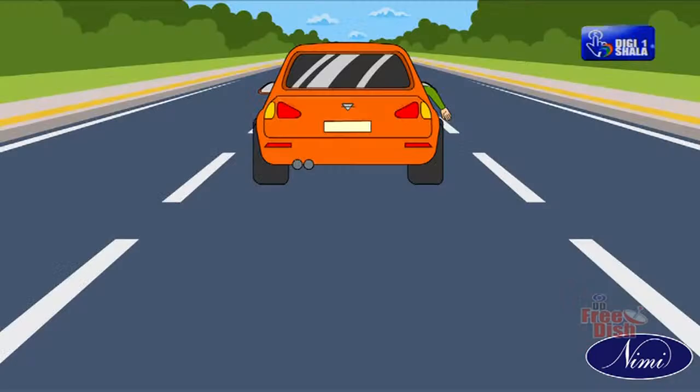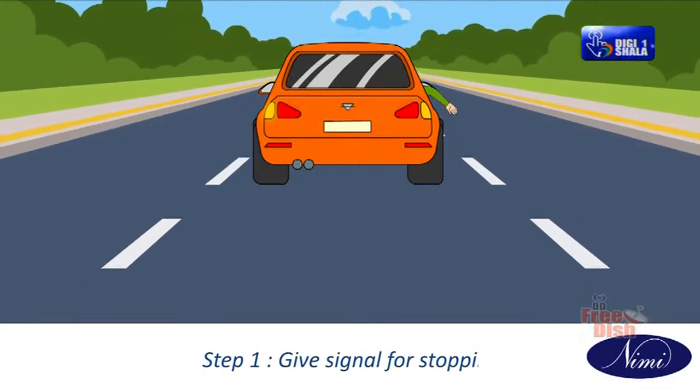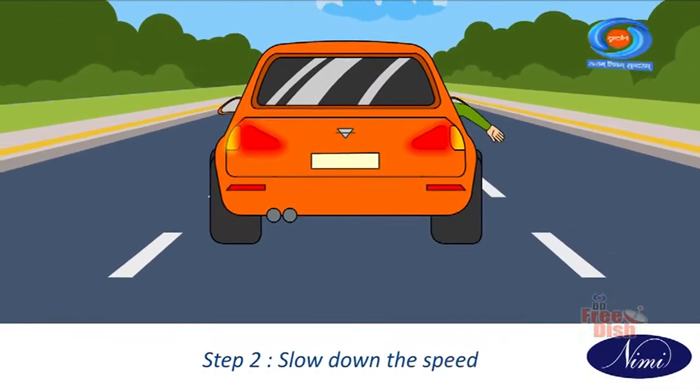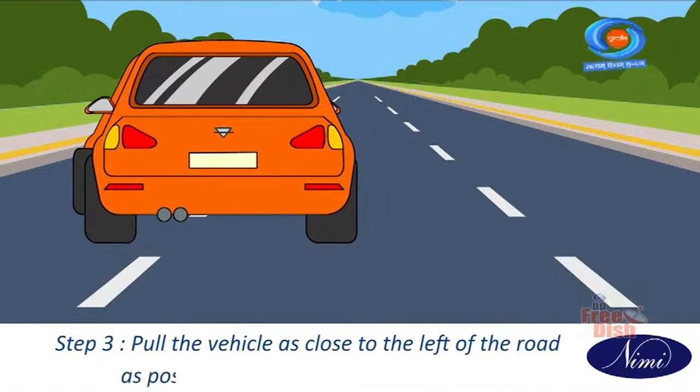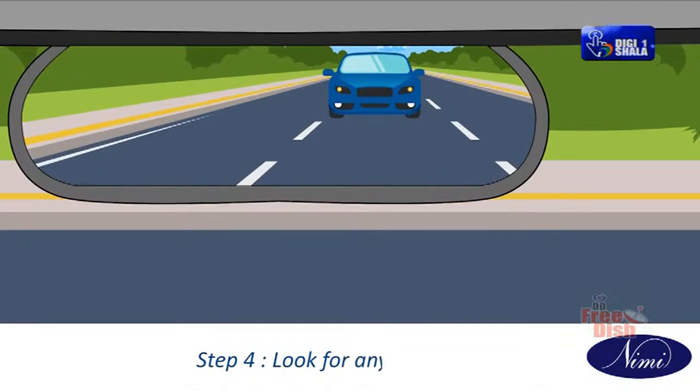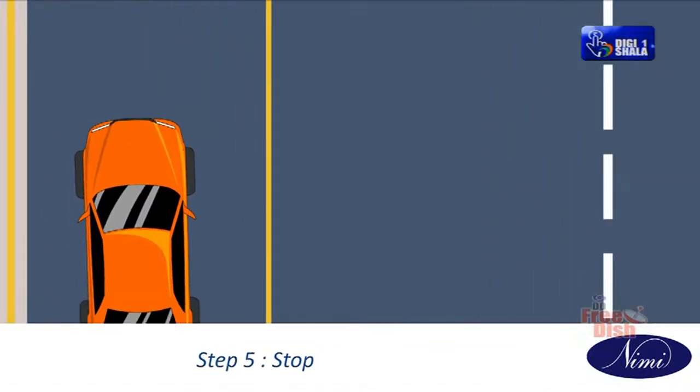Task 2. Reversing the vehicle when driving on the road. Step 1. Give signal for stopping. Step 2. Slow down the speed. Step 3. Pull the vehicle as close to the left of the road as possible. Step 4. Look for any obstructions. Step 5. Stop the vehicle.